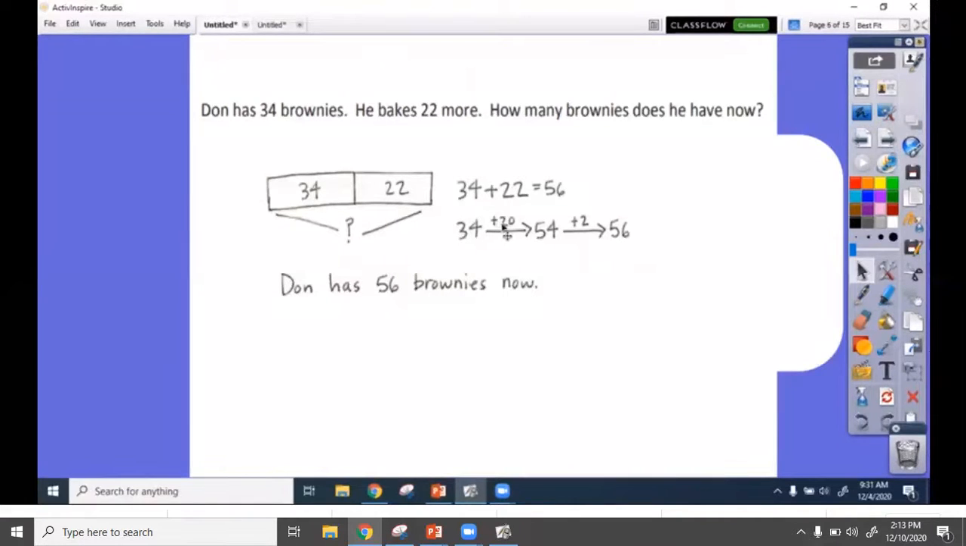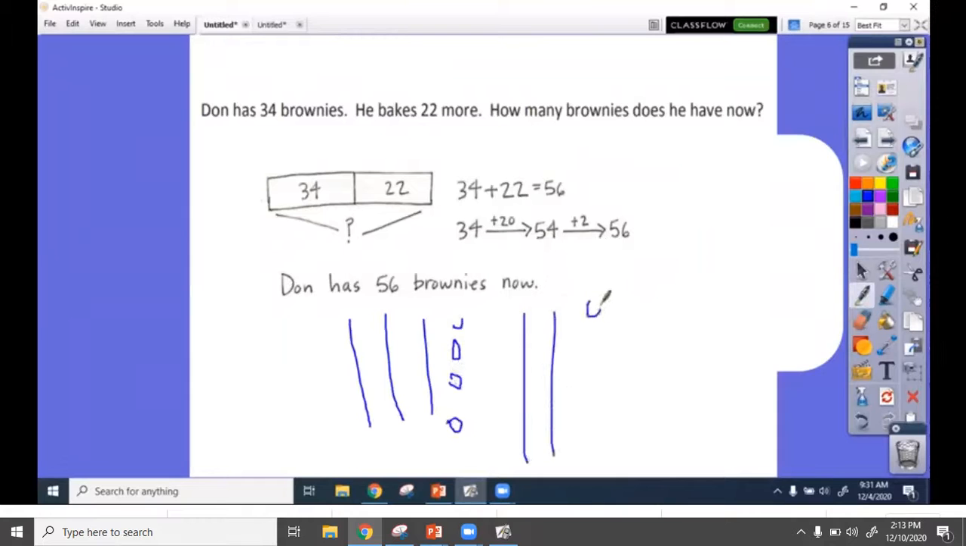I had 34. I added 20 to give me 54. And 2 more is 56. Maybe Ms. Bland wanted to draw it out. 10, 20, 30, 31, 32, 33, 34, and 22. 10, 20, 21, 22. And then I wanted to add 10, 20, 30, 40, 50, 51, 52, 53, 54, 55, 56. And guess what? I still got 56.